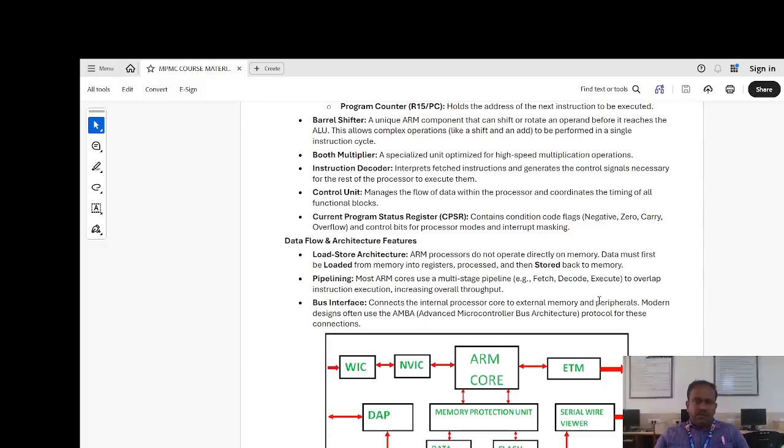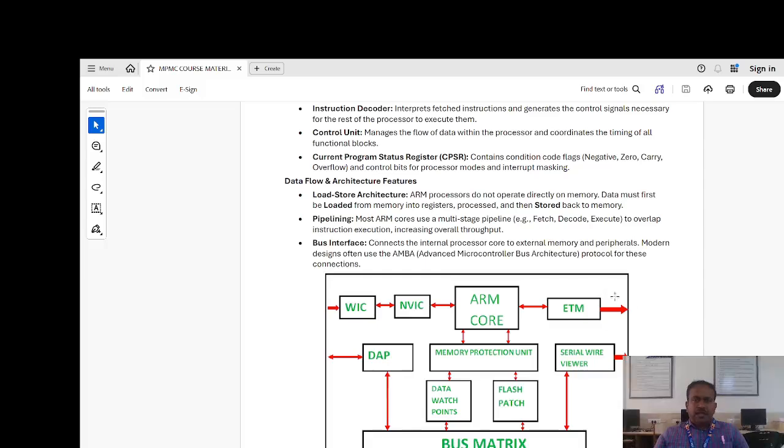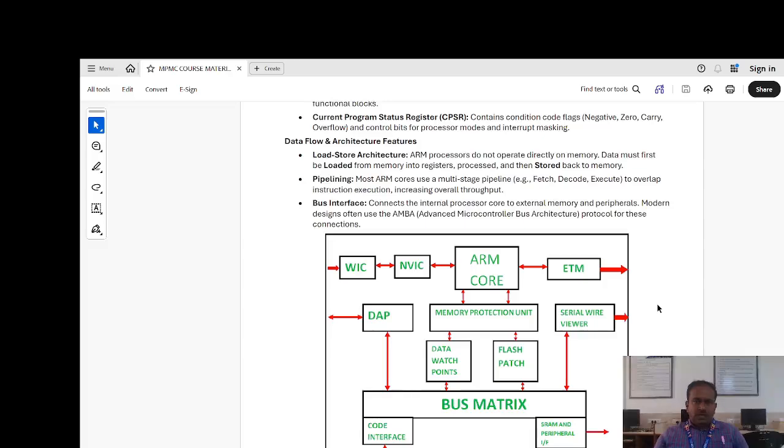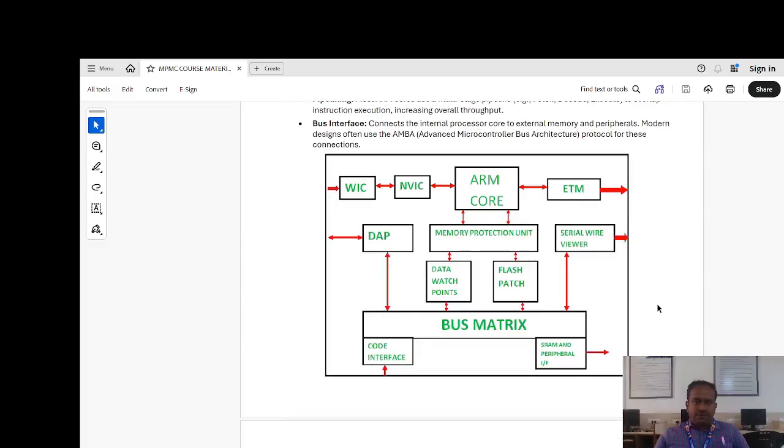These are unique features of the ARM processor. Then pipelined execution. Most ARM cores use multi-stage pipelining. Pipelining executes the fetch, decode and execute stages with overlapping instruction execution, increasing the overall throughput. Then the next data flow architecture feature is the bus interface. It connects the internal processor core to external memory and peripherals. Modern designs often use the AMBA, advanced microcontroller bus architecture protocol, for these connections. So these are the data flow and architecture features of the ARM processor.